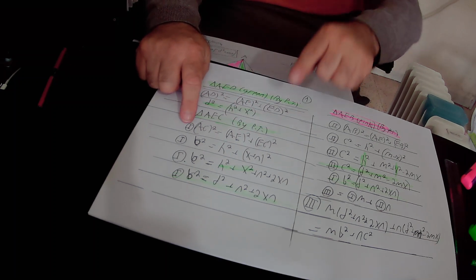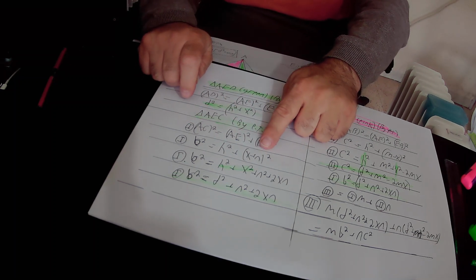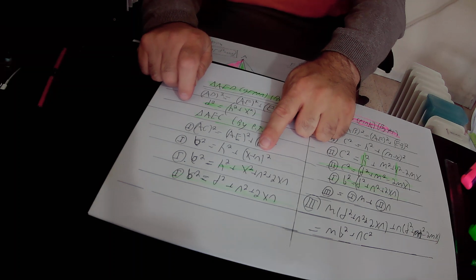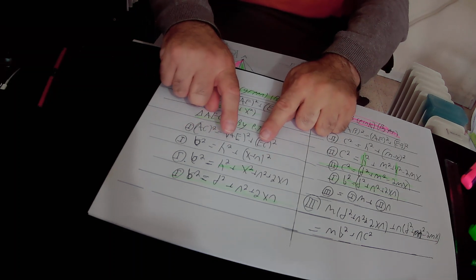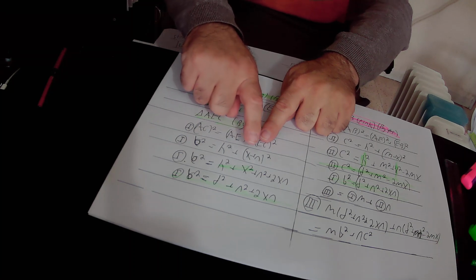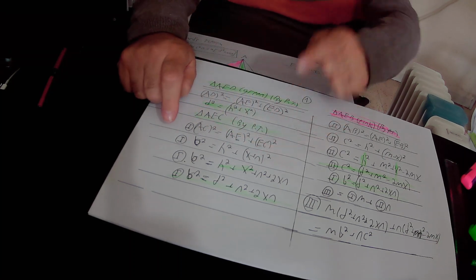In the next step, we open the brackets on this side of equation number 1, and found out that b square equals h square plus (x plus n) square, which equals x square plus n square plus 2 times xn. Okay?